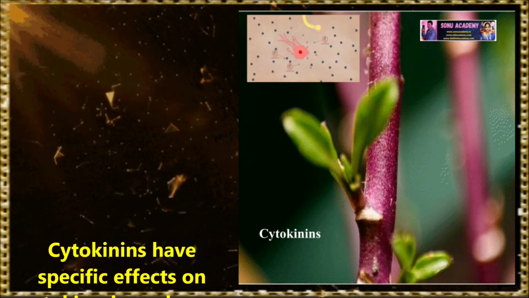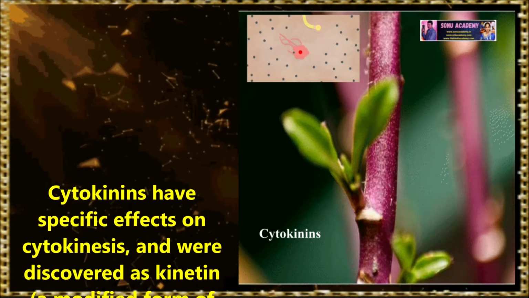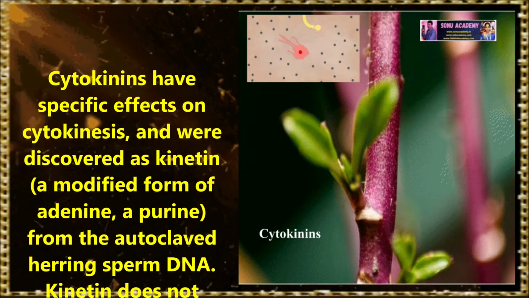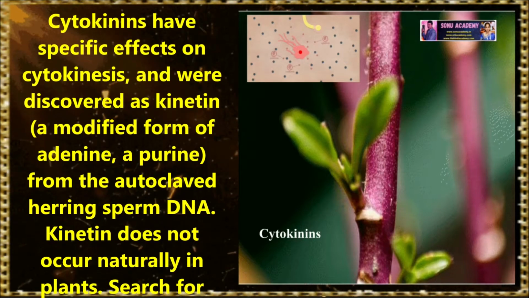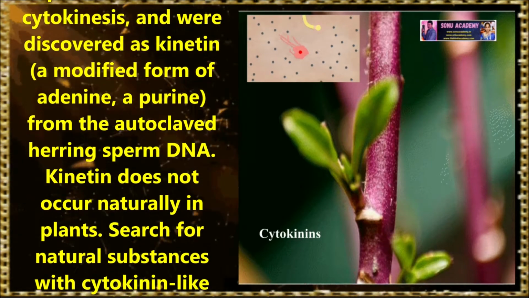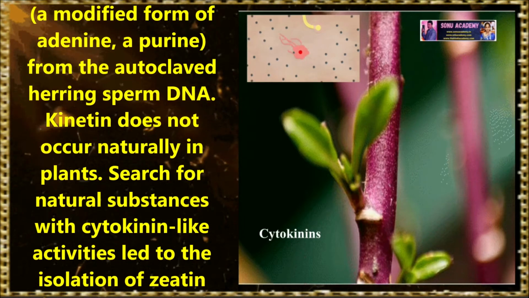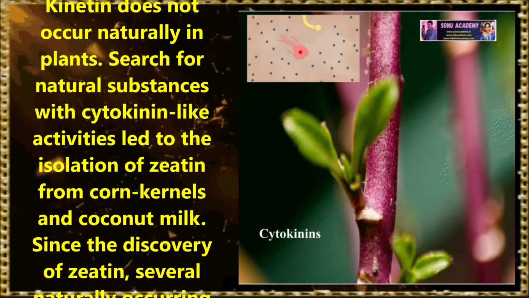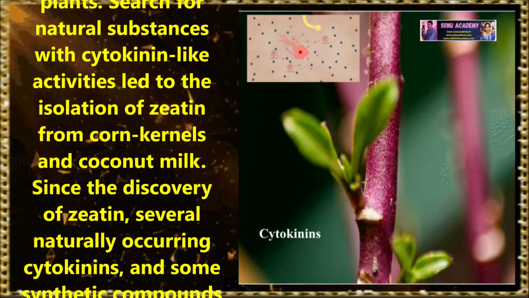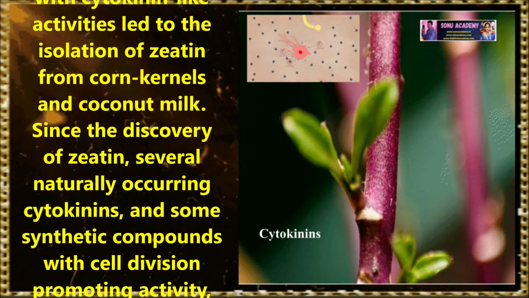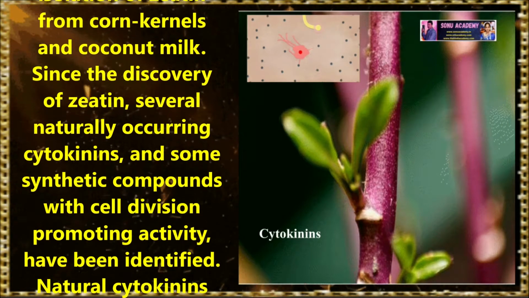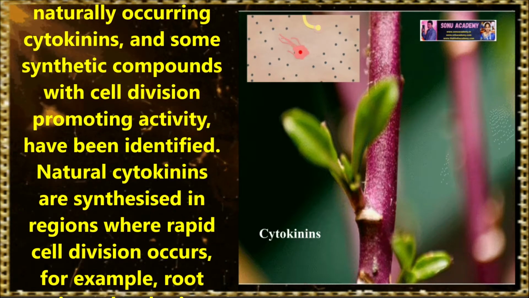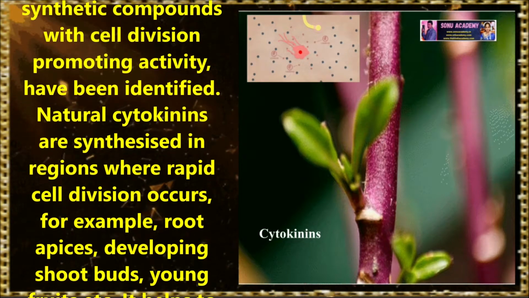Children, now let us discuss cytokinins. Cytokinins have specific effects on cytokinesis and were discovered as kinetin from autoclaved herring sperm DNA. Kinetin does not occur naturally in plants. Search for natural substances with kinetin-like activities led to the isolation of zeatin from corn kernels and coconut milk. Since the discovery of zeatin, several naturally occurring cytokinins and some synthetic compounds with cell division promoting activity have been identified.